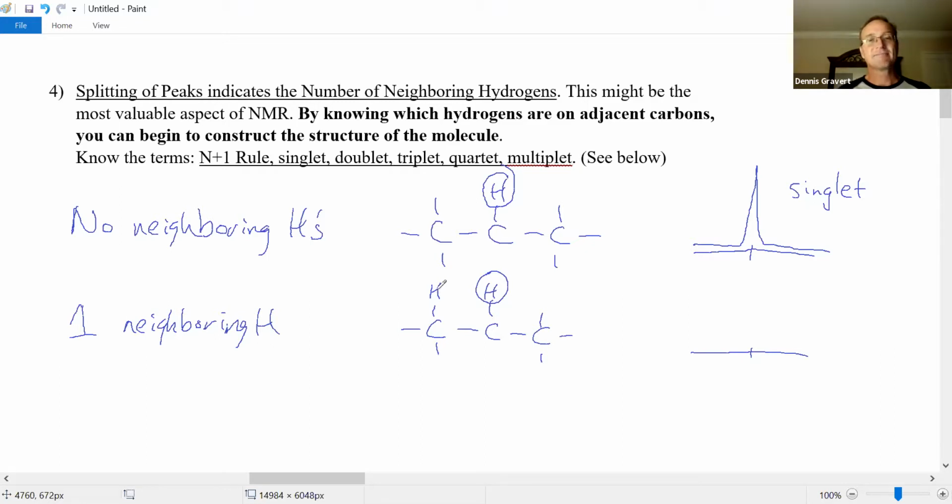Nuclei, hydrogen in this case, have spin in the nucleus, right? We talked about that in the theory: when the hydrogen nuclei absorb radio waves, the spin will flip, right? It flips upside down, and then it'll flip back up. So the radio waves get absorbed, and that's the energy that flips it upside down. This hydrogen is going to produce a peak too.